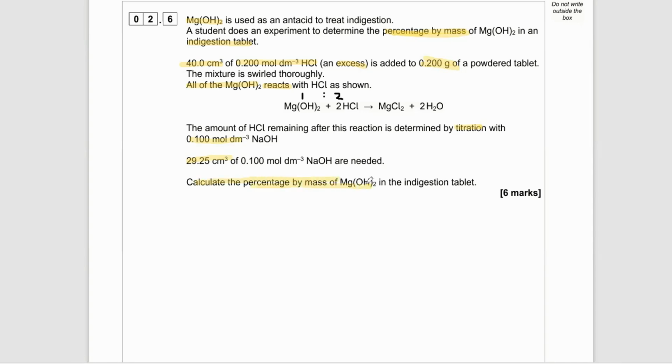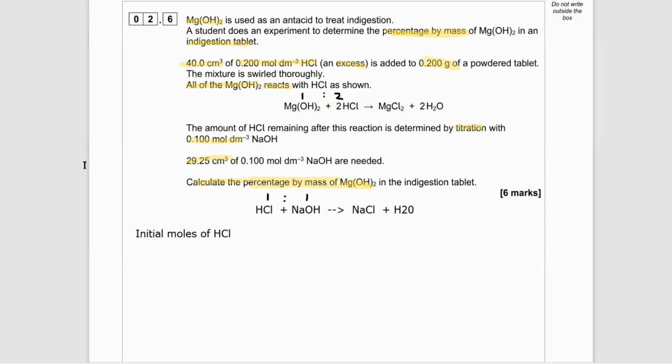The amount of HCl remaining after the reaction is then determined by titration with sodium hydroxide, where we have 29.25 centimeters of 0.1 mole per decimeter titration. So now calculate the percentage by mass of magnesium hydroxide in the indigestion tablet. So I'm going to start off by writing the second reaction, which is the excess hydrochloric acid. The leftover hydrochloric acid from the first reaction was then reacted with the sodium hydroxide. And that's a 1-to-1 reaction. You've seen I've written it out there.